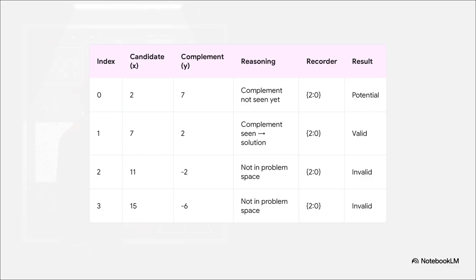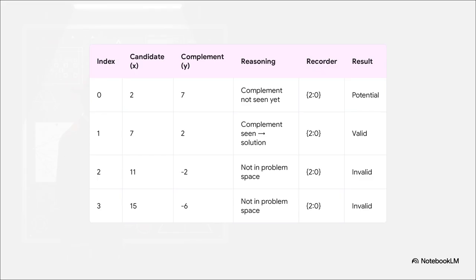Okay, let's start. We're at index 0. The number, our candidate, is 2. To get to our target of 9, we need its partner, its complement, which is 7. We check our recorder. Is 7 in there? Nope, it's empty. So we make a note. We saw the number 2 at index 0. And we move on.